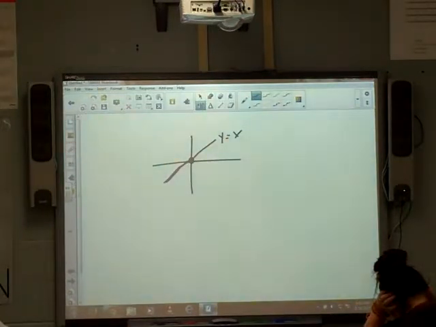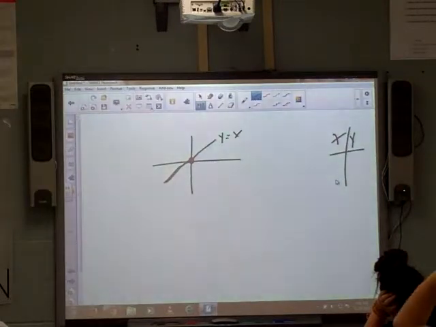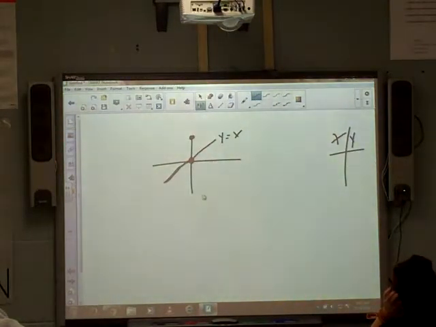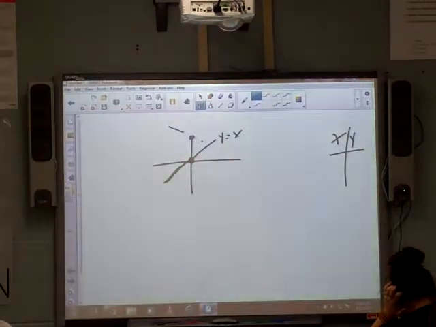Okay, I could make an input-output table if I wanted to, or I could use slope-intercept form. It has a y-intercept of 6, so I go up 6, and then it has a slope of negative 1, so I'm going to go down 1 and right 1. So the new line would look something like that. It was y equals negative x plus 6.